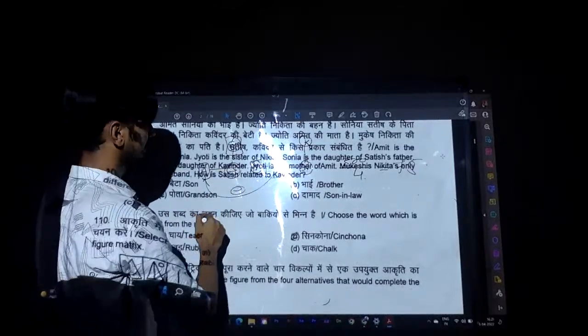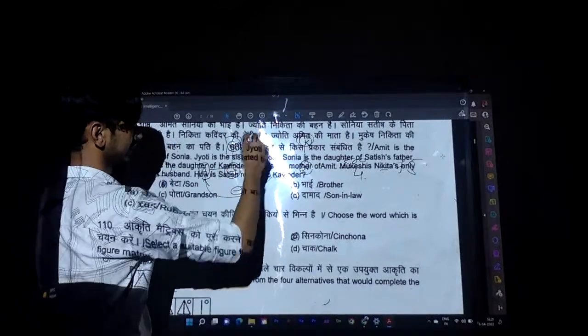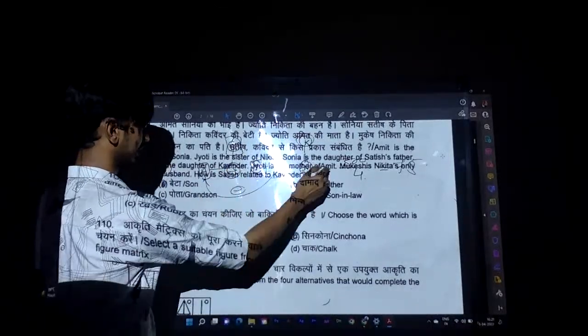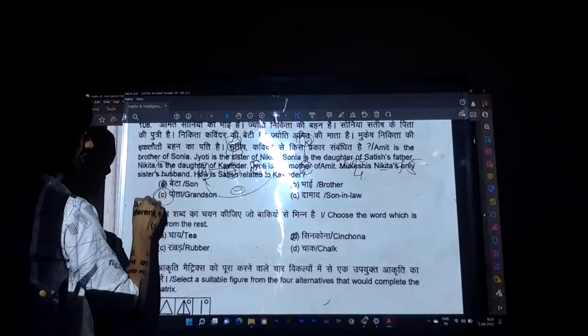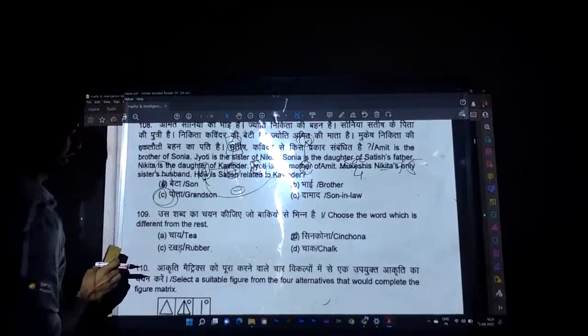Here is the Satish and here is the Kavinder. So they are connected with the one generation gap. So we'll call that the grandson. They are related as the grandson relation.